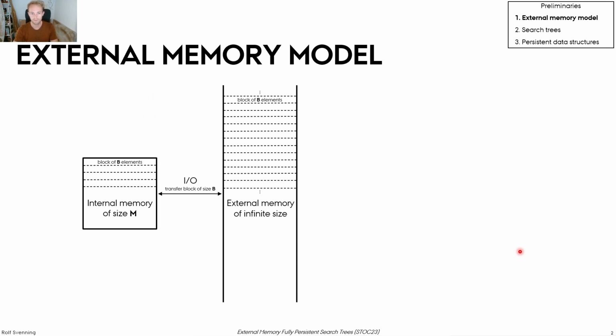So first of all, we have the external memory model. It's this model where we have an external memory of infinite size and an internal memory of size M, and all computation takes place in internal memory. Both internal and external memory are divided up into blocks of B consecutive elements, and what the algorithm can do is transfer blocks back and forth between external and internal memory using so-called IOs.